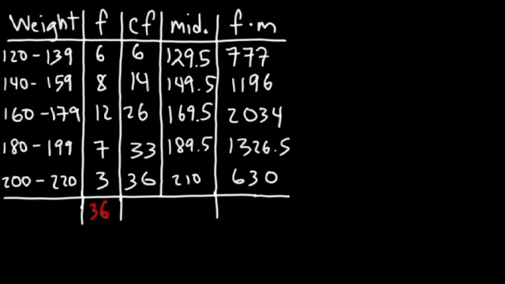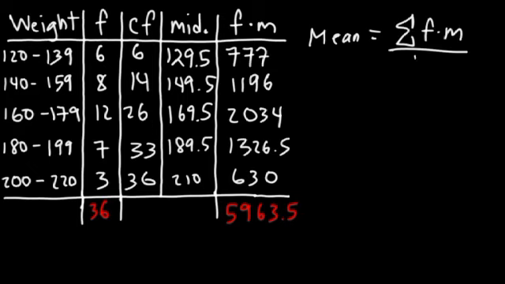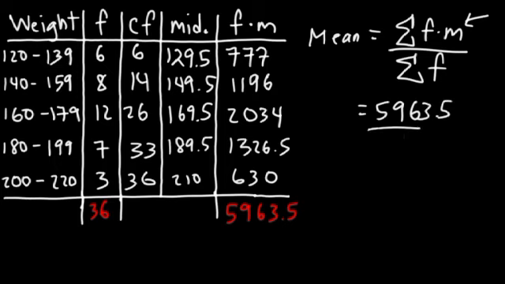So now, let's take the sum of this column. So the sum is going to be 5,963.5. So at this point, we can calculate the mean. So it's the sum of the frequency times the midpoint values divided by the sum of the frequency values. So we have this already. That's 5,963.5. And the sum of the frequency values is 36.